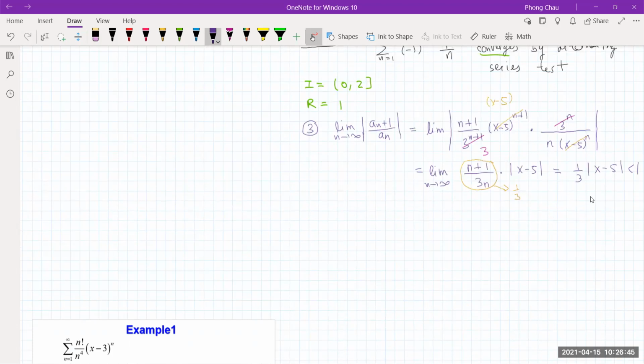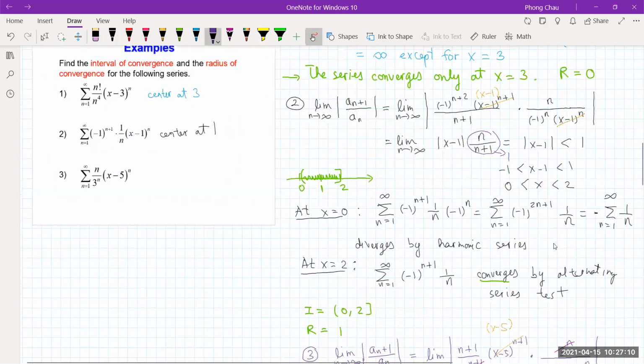What do we do? Multiply 3 on both sides. We have |x minus 5| less than 3. Then x minus 5 is less than 3 and bigger than -3. Add 5 on all 3 sides. I have 2 and 8 there.